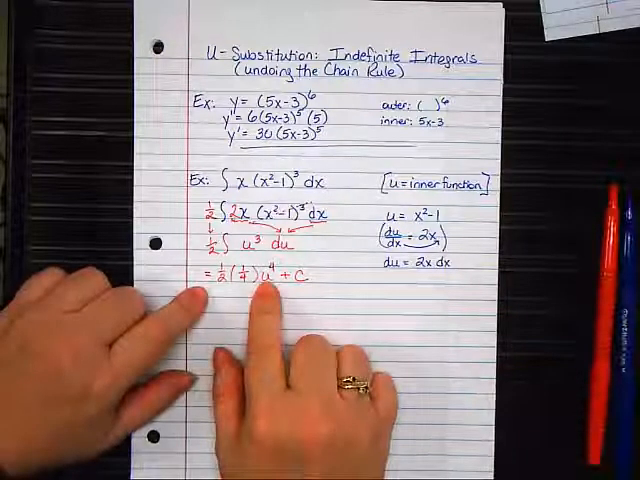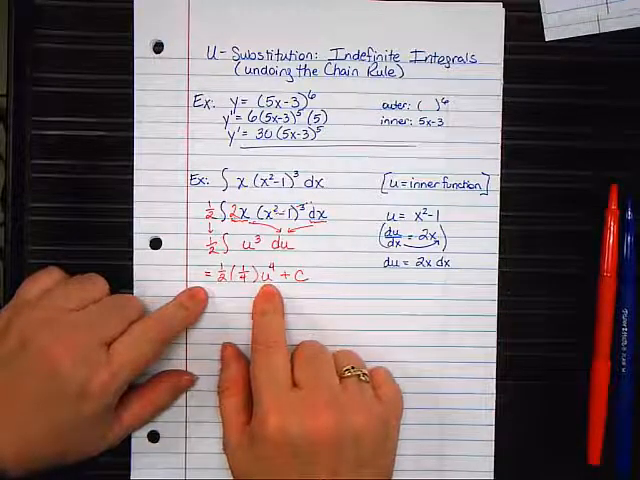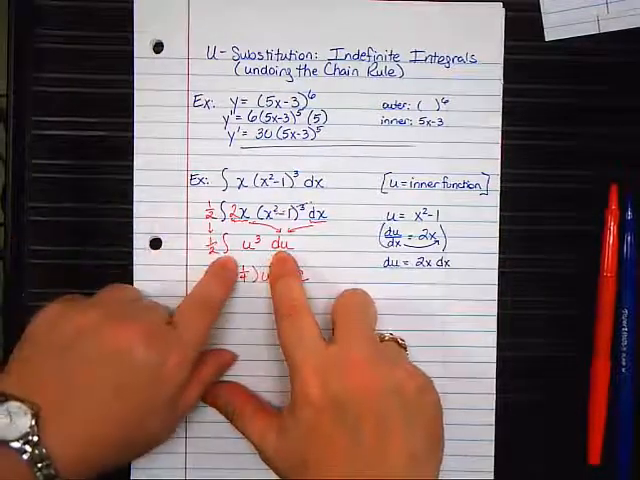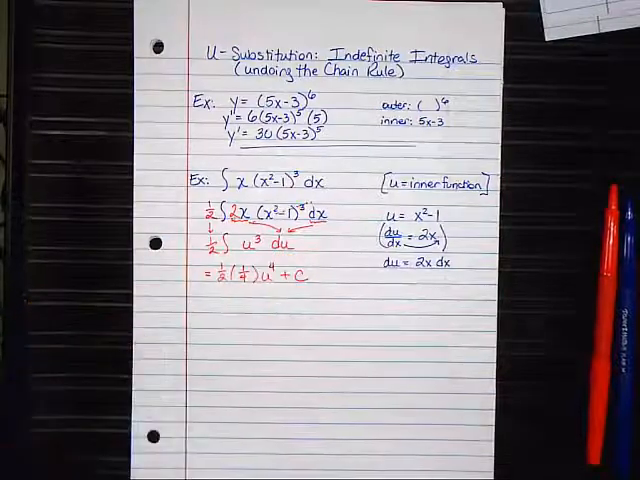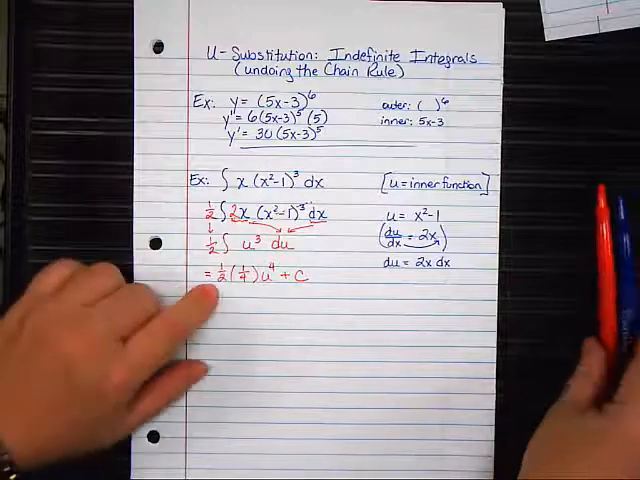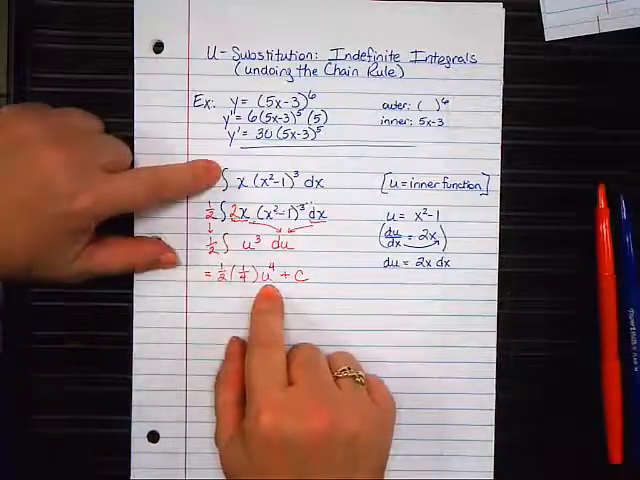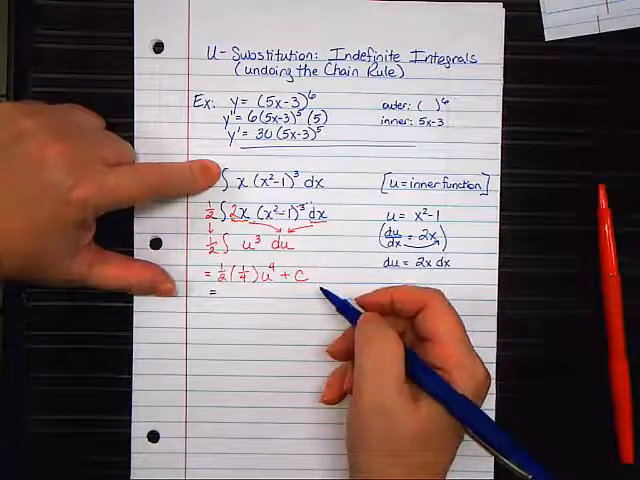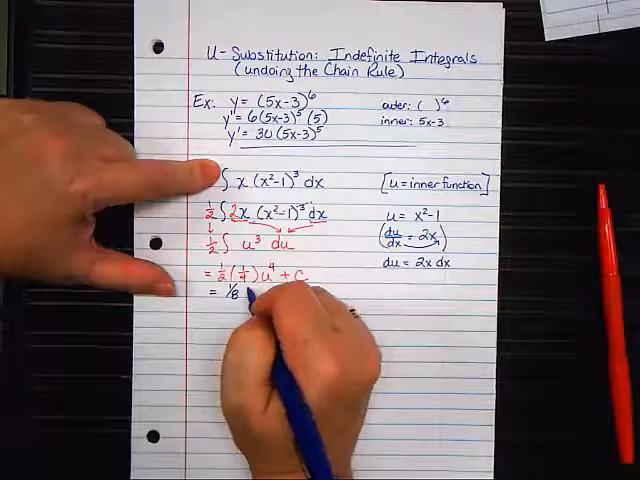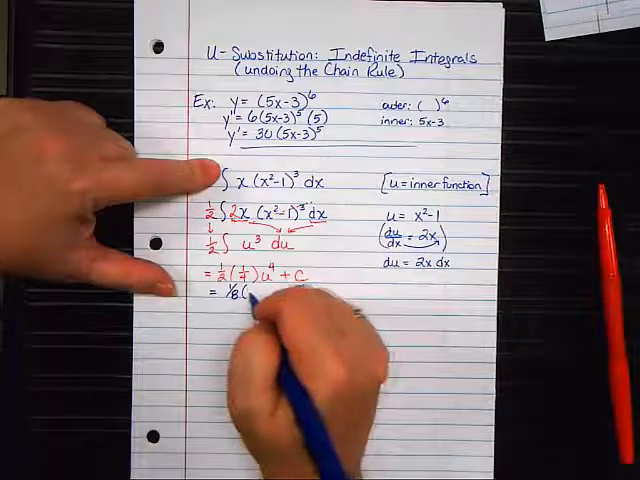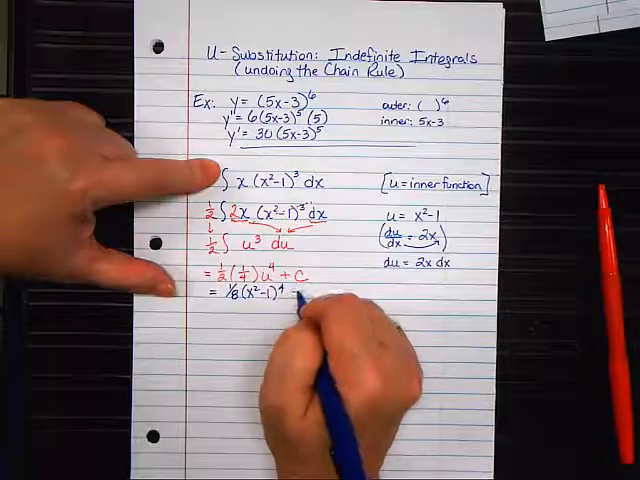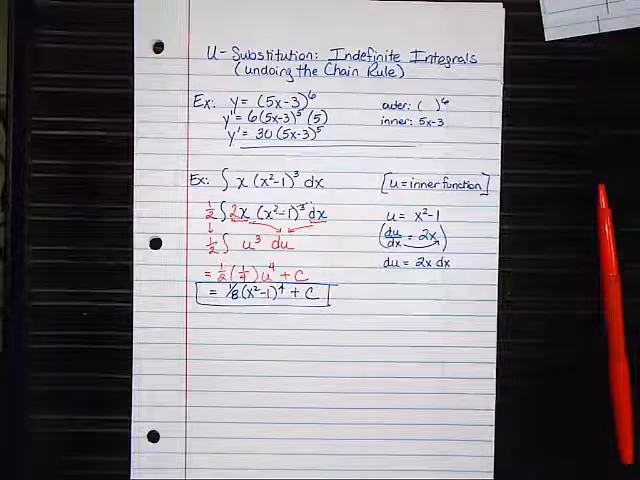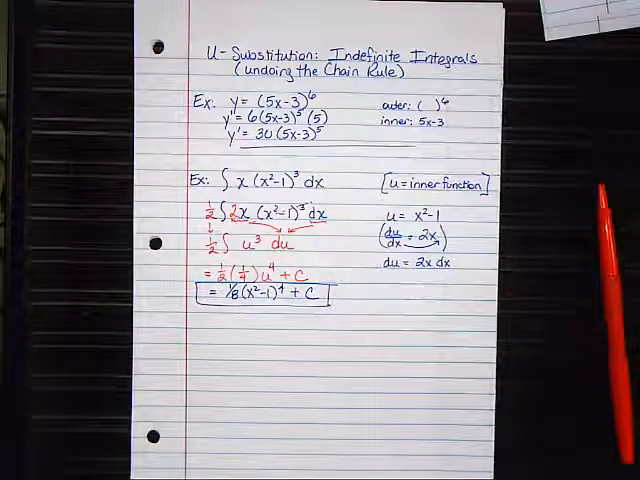Every time you take an antiderivative, as soon as that power goes up, these two markers, the integral and the du, drop off. Okay? Now, I started in x's. I have to end in x's. So I changed this back. What's 1 half times 1 fourth? 1 eighth. Change the u back to what it was: x squared minus 1 to the fourth, plus c, and that is your answer. That is the antiderivative of that integral right there.